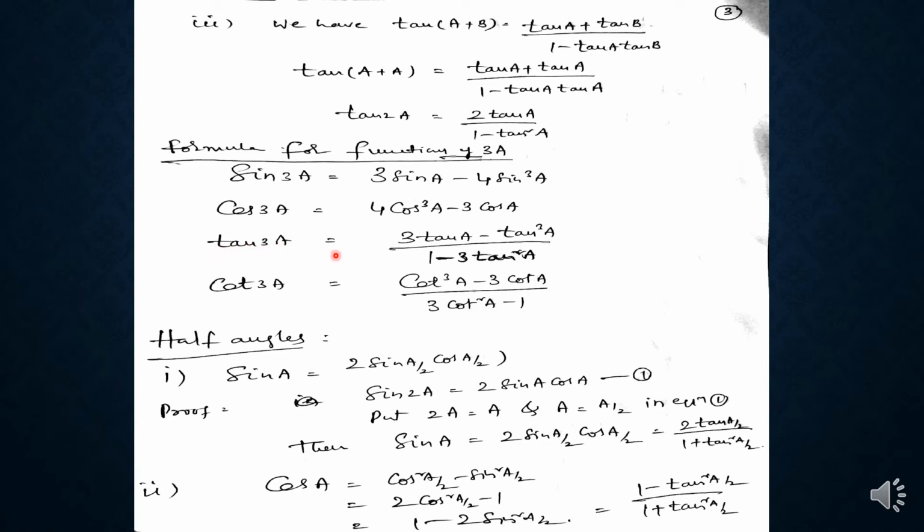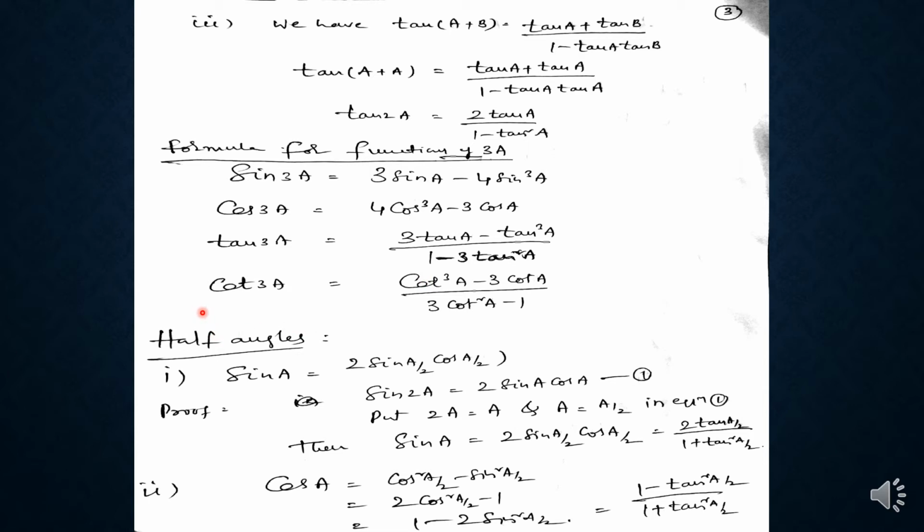And tan 3A is equal to 3 tan A minus tan cube A by 1 minus 3 tan square A. So here tan 3A can be written as A plus 2A, which is in the form of tan of A plus B, that is tan A plus tan 2A by 1 minus tan A into tan 2A. So by substituting the tan 2A formula, we will get this result, that is 3 tan A minus tan cube A by 1 minus 3 tan square A.